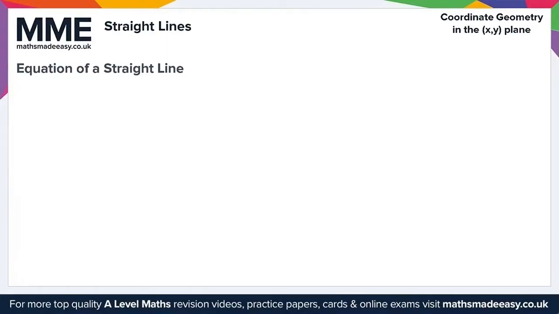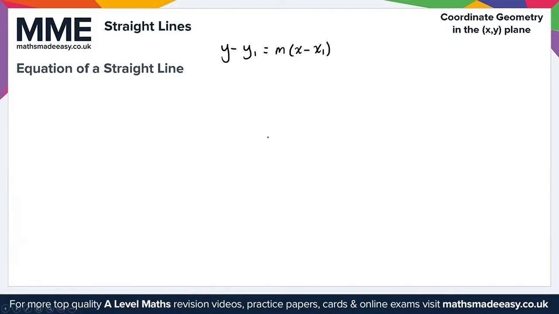To start with, let's discuss the equation of a straight line. So first let's just give the equation of a straight line. The equation of a straight line is simply given as y minus y1 equal to m, which represents the gradient, times x minus x1.